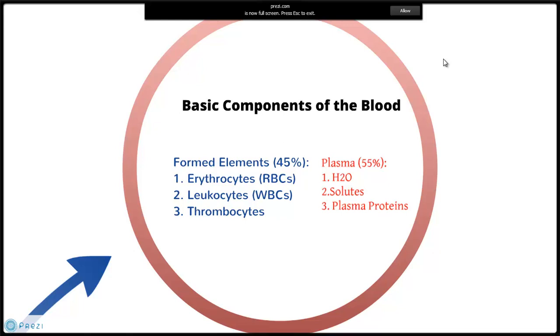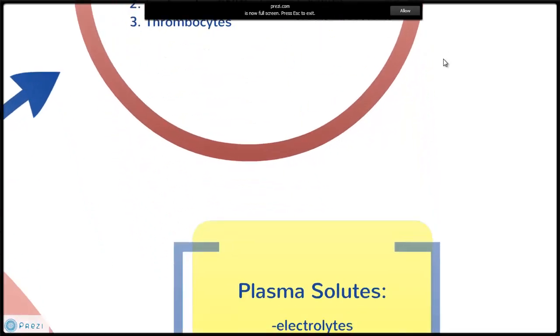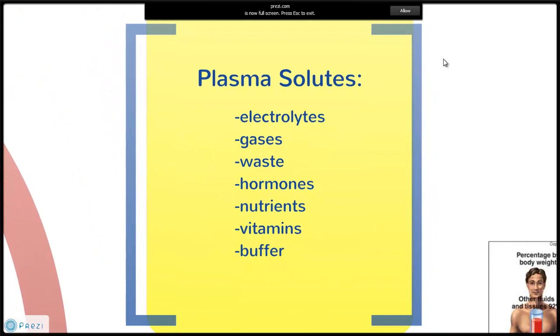The basic components of blood are the formed elements, which make up 45%, and those are the erythrocytes, or red blood cells, the leukocytes, the white blood cells, and the thrombocytes. The plasma makes up 55% and is composed of H2O, solutes, and plasma proteins. The plasma solutes are the electrolytes, the gases, waste, hormones, nutrients, vitamins, and buffer.